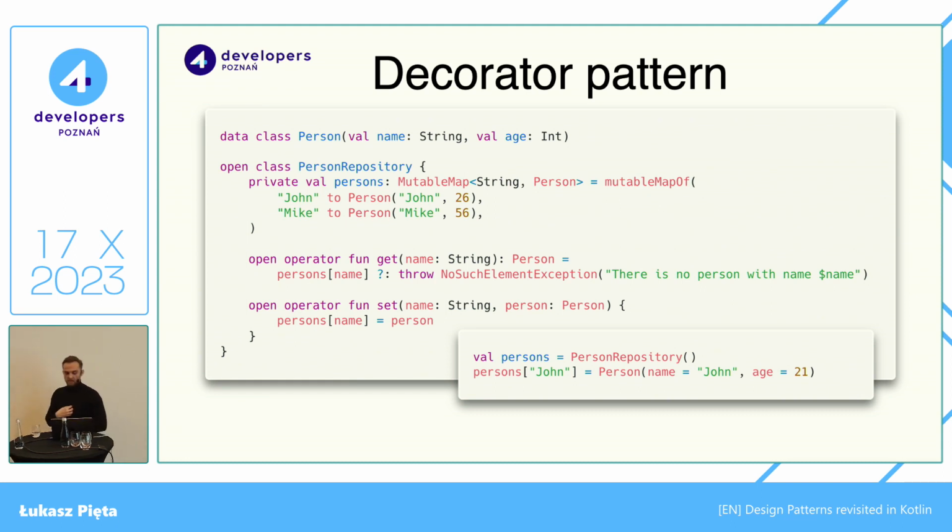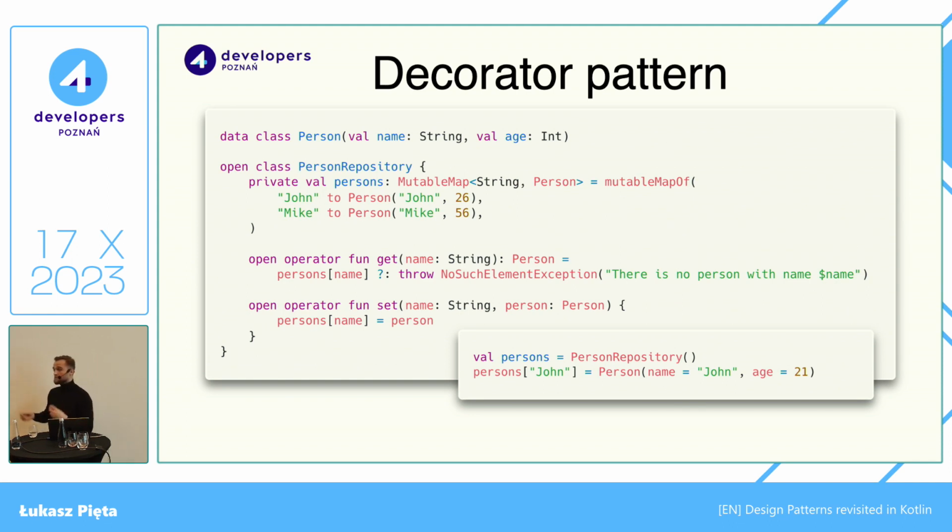I personally prefer to use simple old repository find by, repository save, but I just wanted to show you how you can get some fun using Kotlin by this, showing this decorator pattern. So what do we have here? We've got some basic implementation of personal repository.